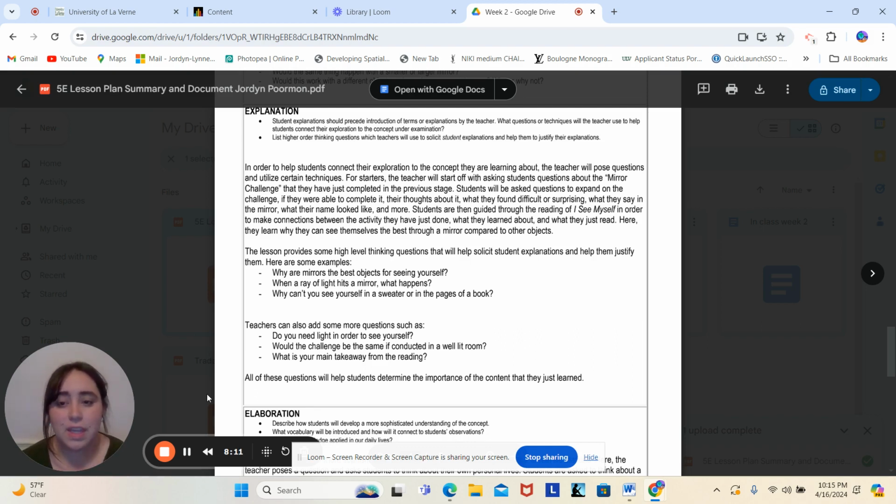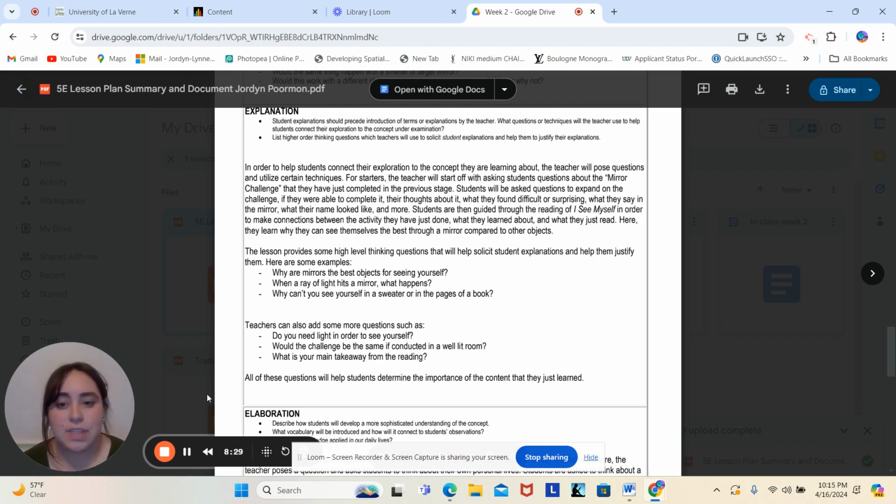So here they learn why they can still see themselves the best through the mirror, and then compare them to other objects. So in terms of some higher level thinking questions, we could ask, why are mirrors the best object to see yourself? When a ray of light hits a mirror, what happens? Why can't you see yourself in a sweater or the pages of a book?